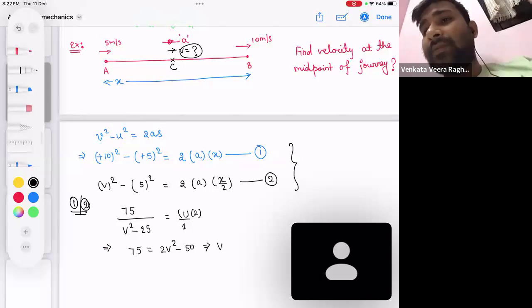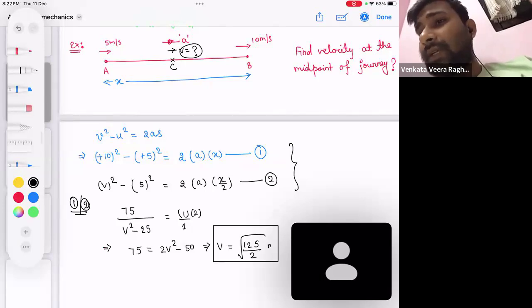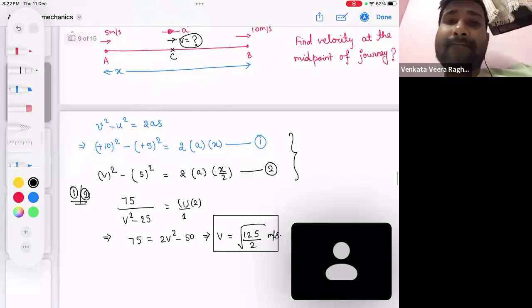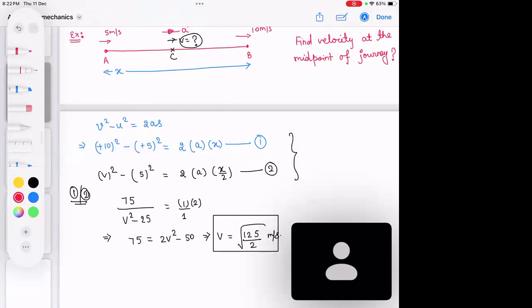That gives us the velocity at midpoint. How much is it coming? Root of 125 by 2, and what unit will it come in? It will come in the unit of meter per second. So please tell, understood this one? Yes, sir.